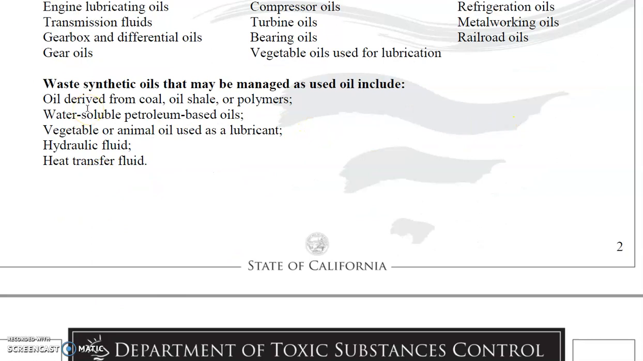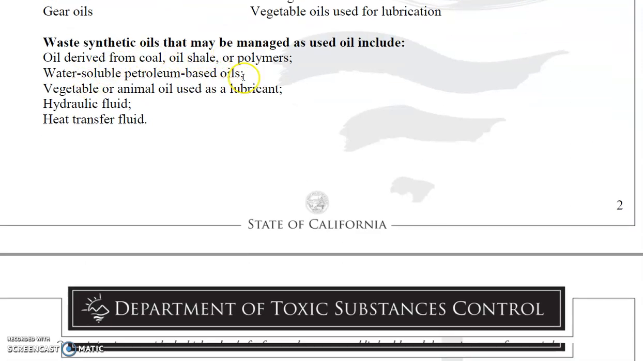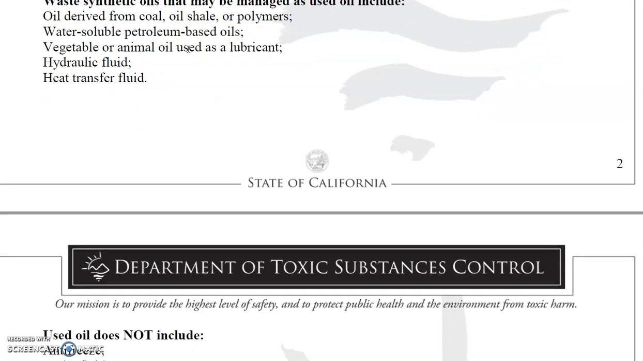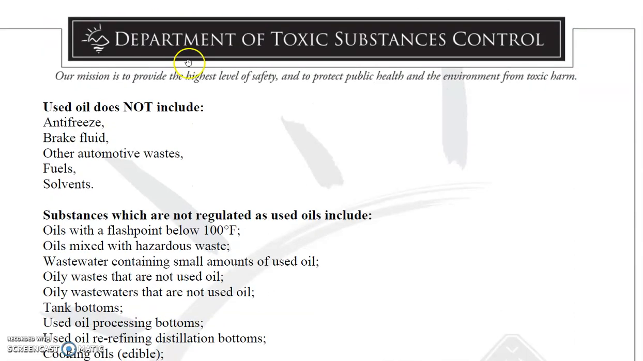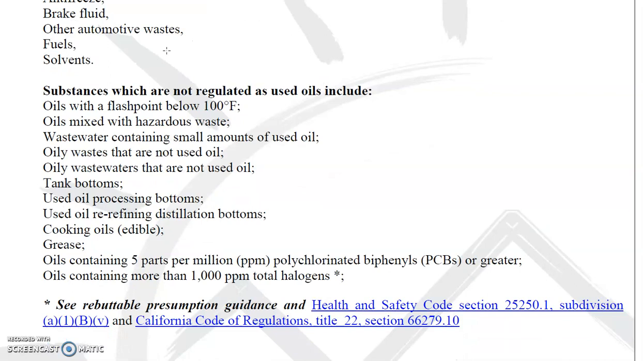Some waste synthetic oils that can be managed, that can be consolidated as used oil, include oil derived from coal, oil shale or polymers, water-soluble petroleum-based oils, vegetable or animal oil, etc. Used oil does not include, though, antifreeze, brake fluid, fuels, other automotive waste, solvents. Those are not considered used oil.